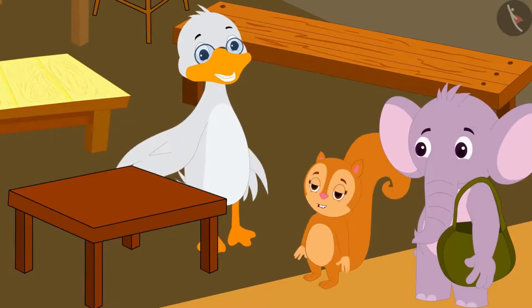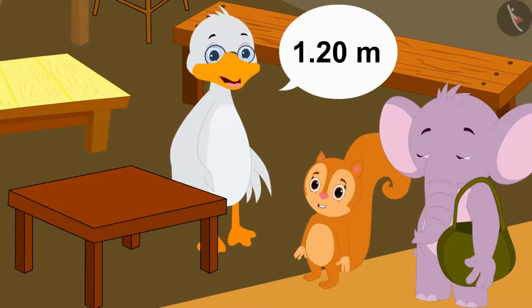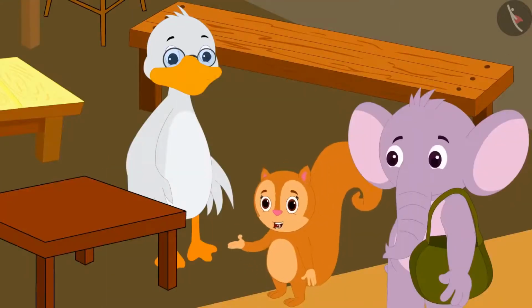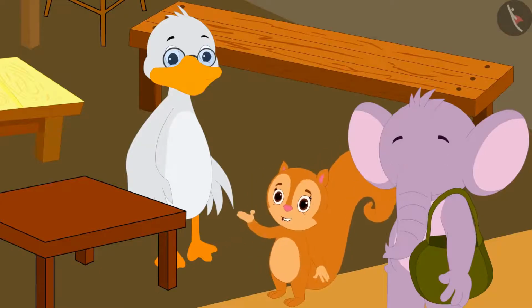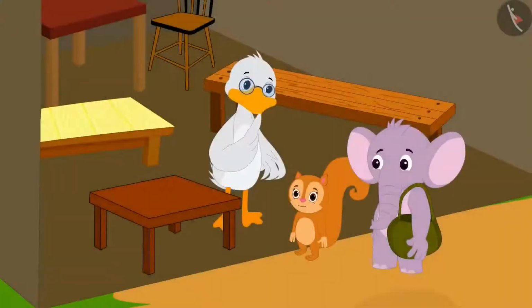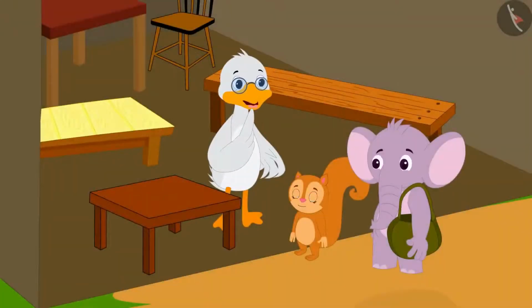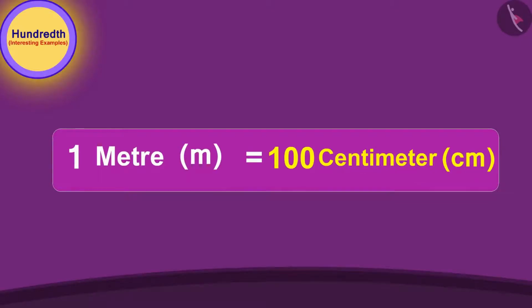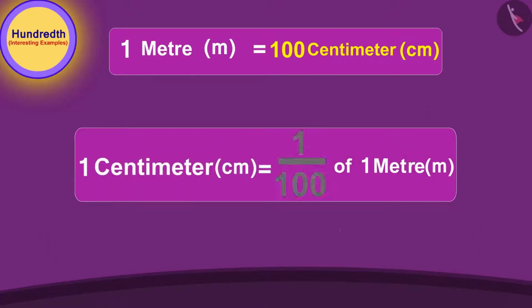This table is 1.20 meters long, Uncle told Chanda. How many meters would that be, Uncle? I didn't understand anything, asked Chanda. Chanda dear, I will explain to you. Tell me, how many centimeters is 1 meter? 100 centimeters. Exactly. It means 1 centimeter is 1/100th part of a meter.